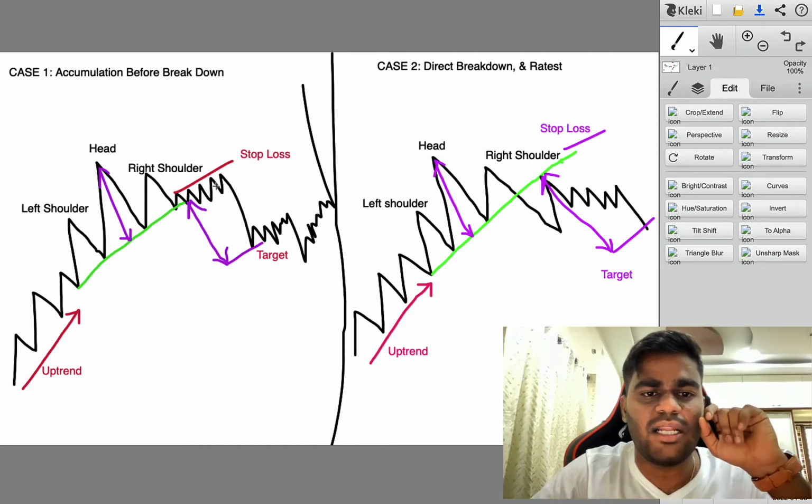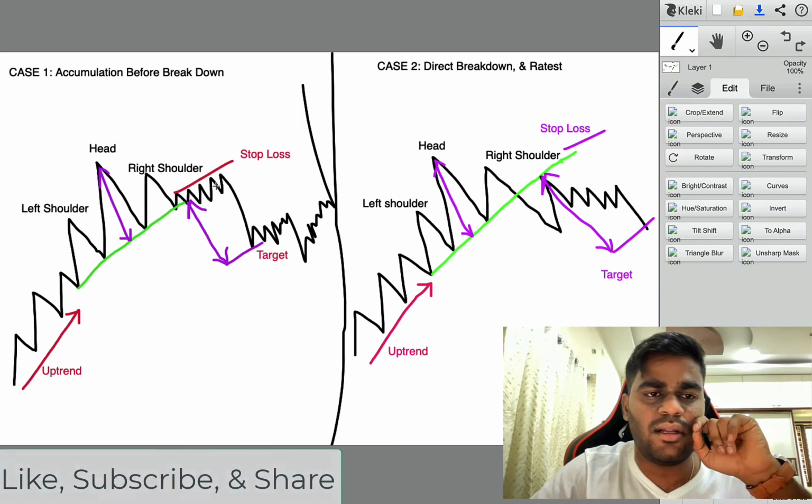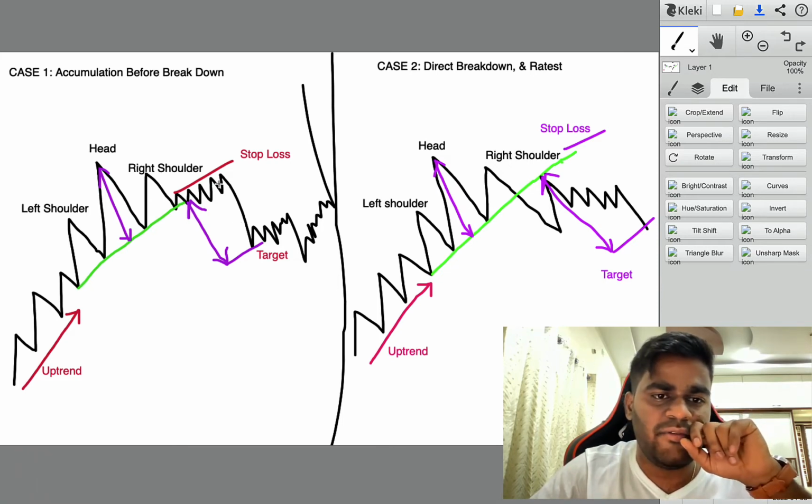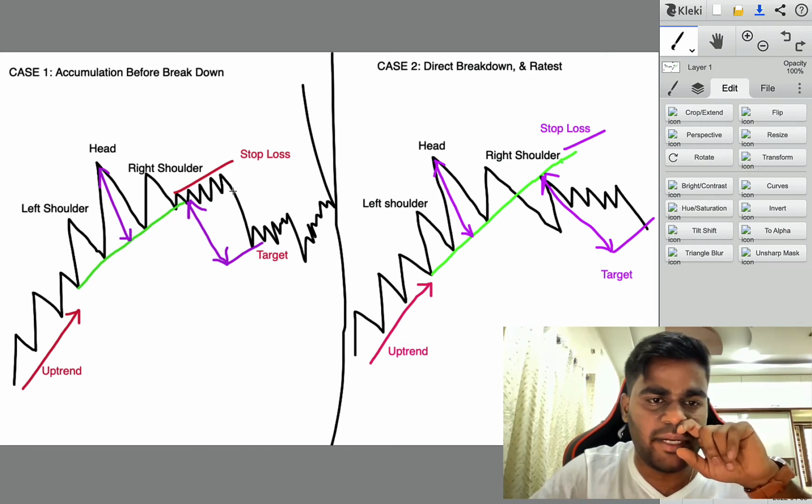I want to highlight a few things. A lot of people make the mistake of selecting a wrong stop loss. So let me tell you the proper working stop loss and target. In case 1, if the stock went into an accumulation before breaking the neckline, select that accumulation phase high as the stop loss. Then take the length from the head to the neckline and project it downside as the target.